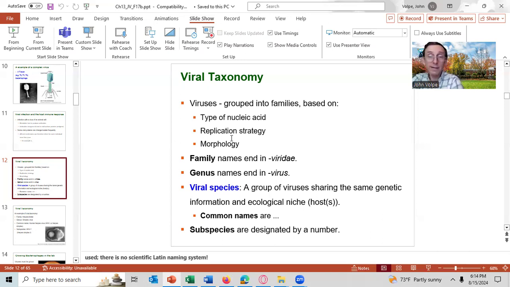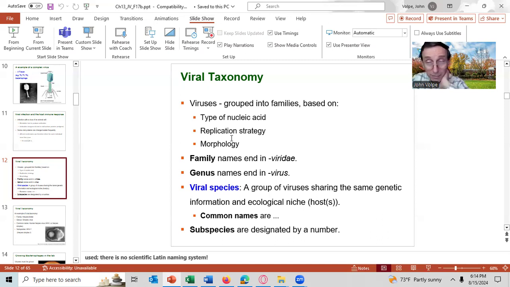And then viruses can have subspecies. Subspecies are designated by a number. An example would be poliovirus type 1 and poliovirus type 2. The subspecies are very important for the virus because the subspecies can give different characteristics, or different phenotypes, or different diseases.